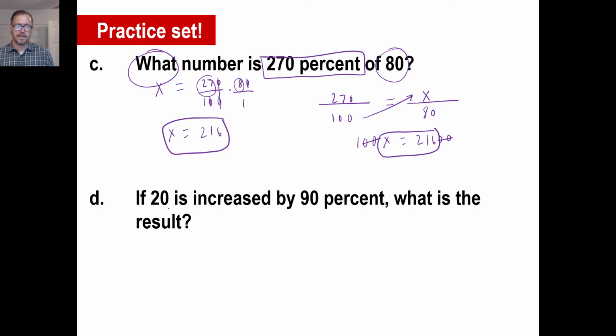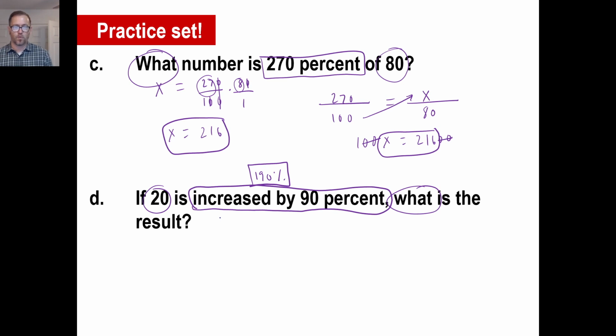Okay, the key here is, again, increased by 90%, which means the percent you're going to be working with is 190%. That is what you need to do, not 90. Okay, so if you did it wrong and you realize it, go ahead and pause it again and try it again, and we'll then hit the play button again, and we'll do it here. Okay, so we have 20, we have 190%, and we have what? In other words, we're asking the question, what's 190% of 20?